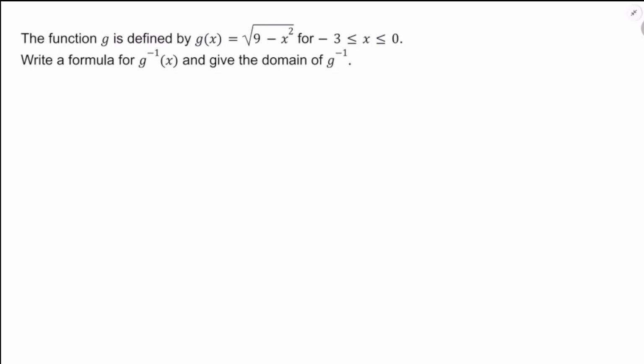All right, here's another one of those with the square root and a limited domain. So the function g is defined by g of x equals the square root of 9 minus x squared for x being between -3 and 0. Write a formula for g inverse and give the domain of g inverse.